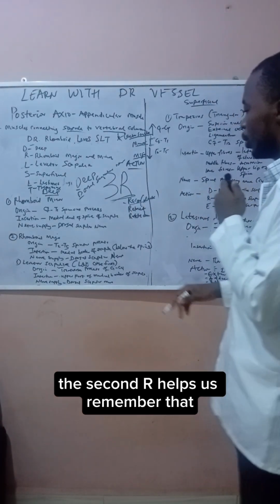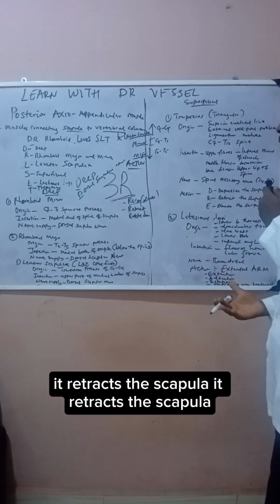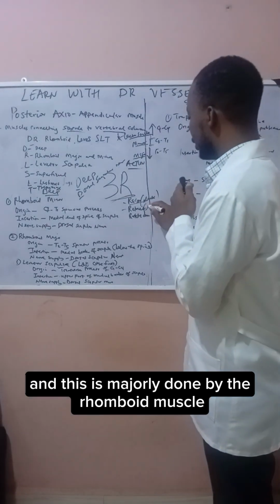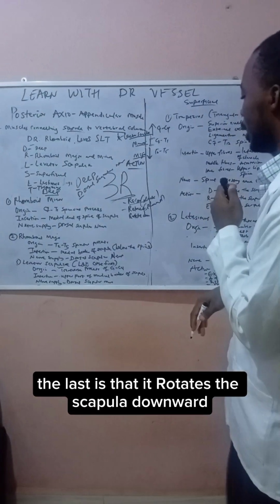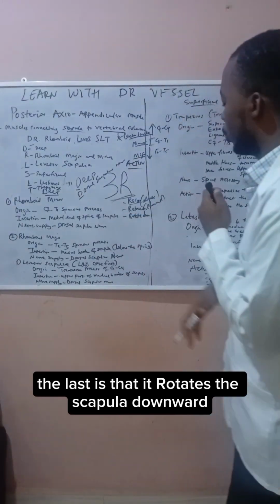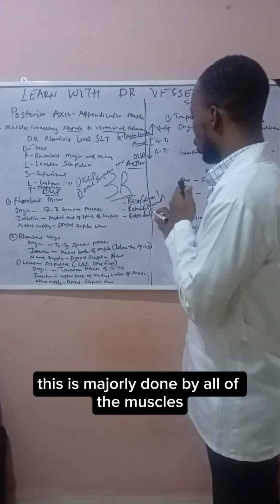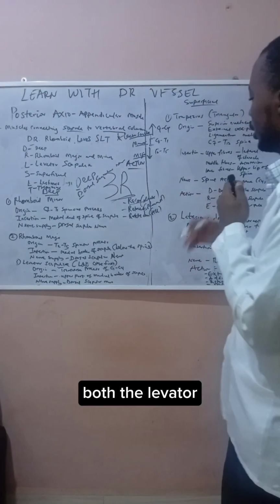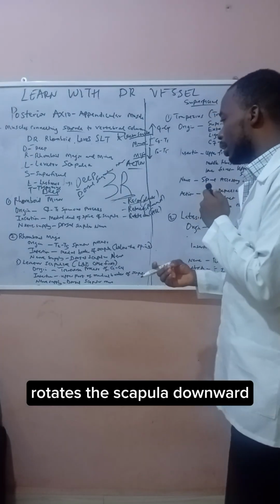The second R helps us remember that it retracts the scapula, and this is majorly done by the rhomboid muscle. Then the last is that it rotates the scapula downward. This is majorly done by both muscles: the levator scapulae muscle and the rhomboid muscle rotate the scapula downward.